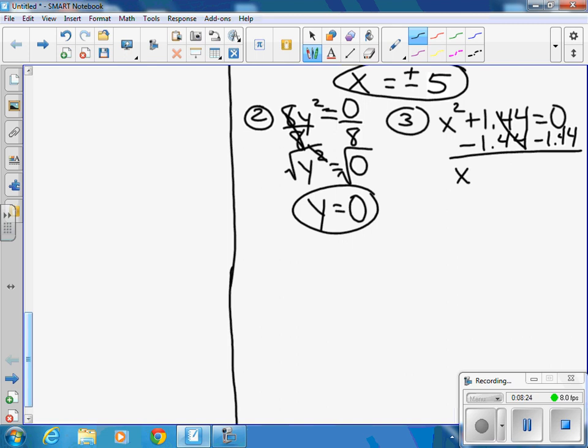So now I have x squared equals negative 1.44. I have to square root both sides to make that squared go away. But you notice I just tried to take the square root of a negative number, and I can't do that. So in this case, there is no real solutions.